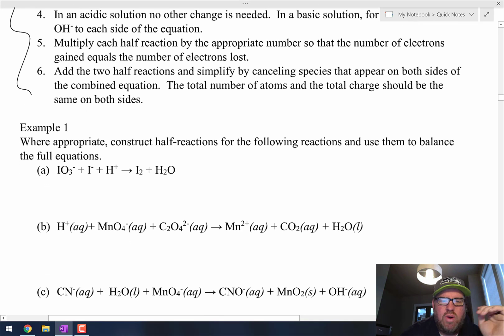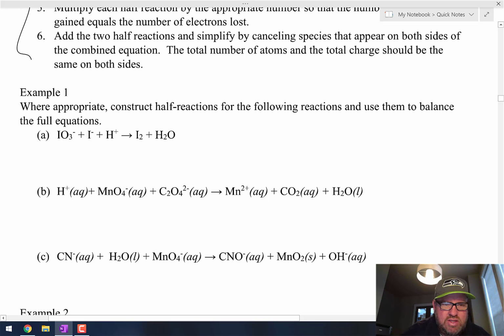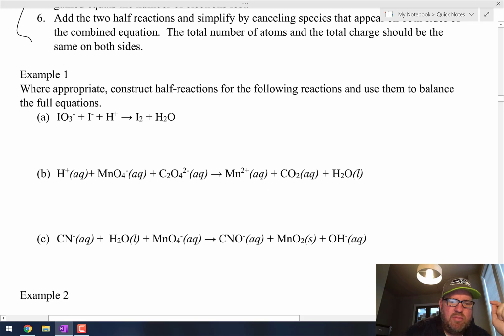Okay, so let's start. I want to start with an easier one than letter A. Let's start with letter B here. The first thing we're going to do is try to figure out what's being oxidized and what's being reduced. Usually it's not oxygen. It can be, but usually it's not oxygen and not hydrogen. I'm looking at the manganese and the carbon, because those are the only things in there other than the hydrogens and the oxygens.